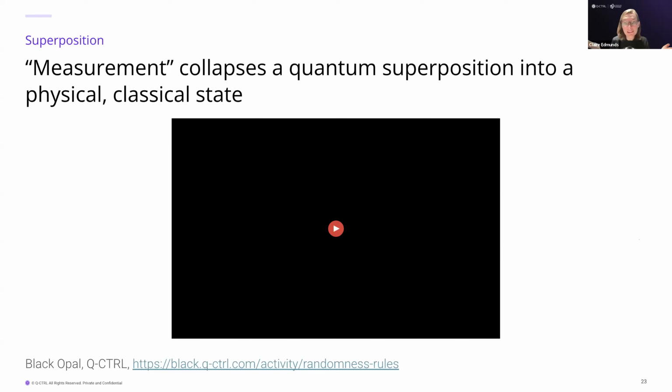It might excite our quantum atom. It could absorb our quantum photon. And once that interaction has happened, we've not just learned which state of the superposition our quantum object is in, but that measurement, that interaction has actually caused the superposition to collapse into that state with some probability, some random chance.